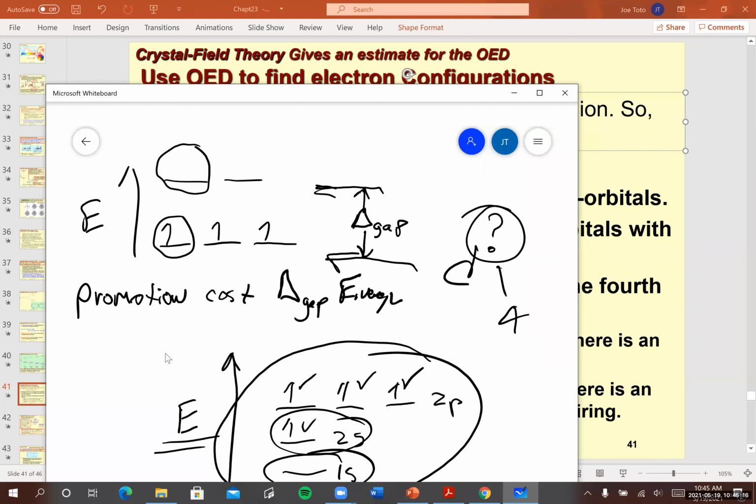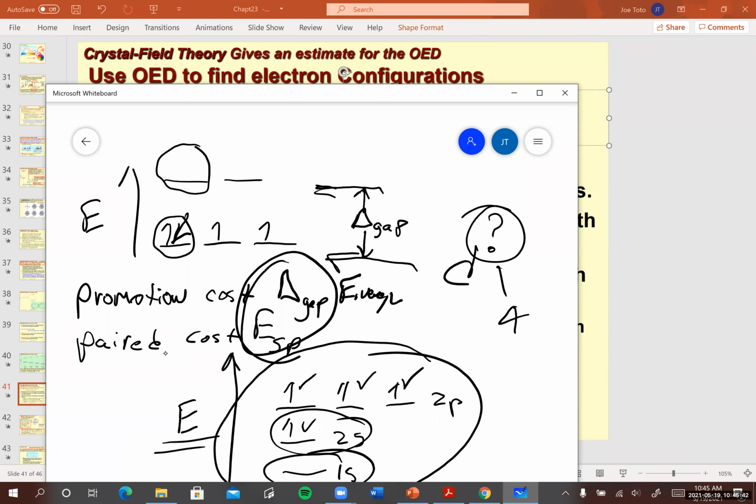Now, if I paired the electrons instead, oh, that's a terrible electron, but if I paired it, then it's going to cost me in repulsion. And that's called spin pairing energy. So you have to look at the relative energies here and pick whichever's lower. If the gap energy is lower, it's going to promote. If the spin pairing energy is lower, it's going to pair.